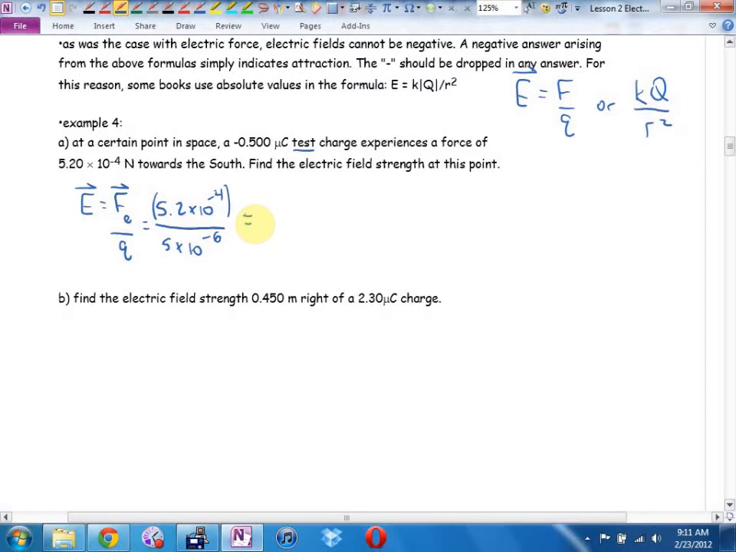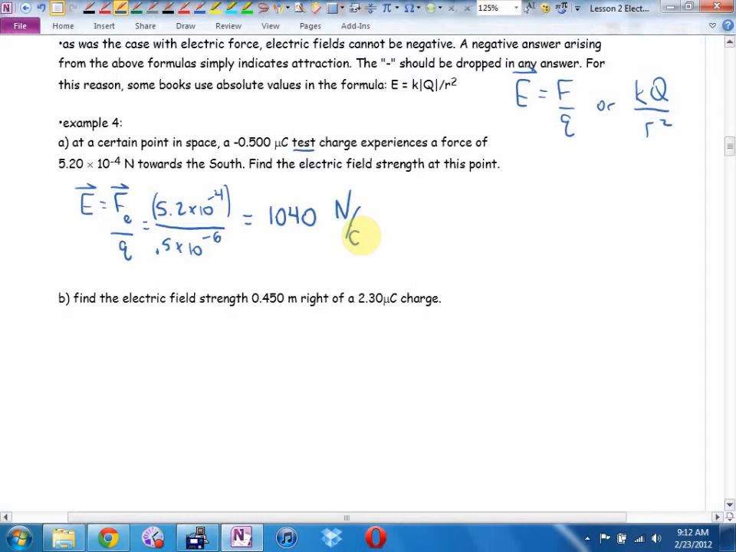What'd you get, Emily? I have no idea what you said. 104? Is that right? Oh, it's 0.5. Thank you. So 1,040. Yes, you get a candy, Mitchell. Is it 1,040? Units? Newtons per coulomb. That's how strong the electric field is at that location.